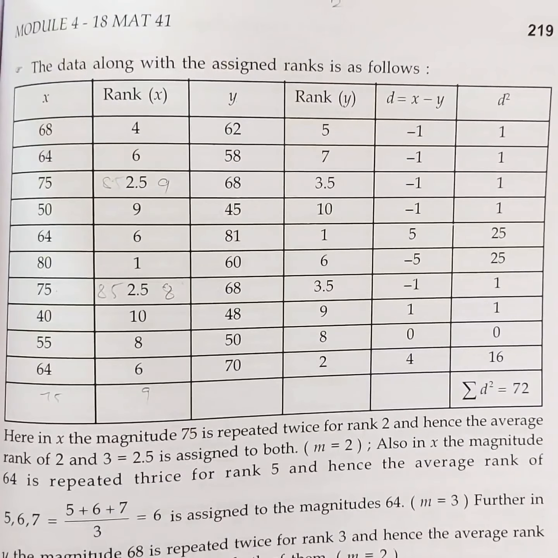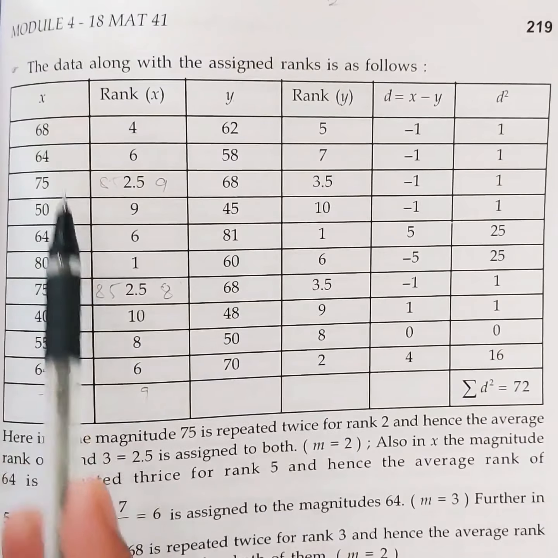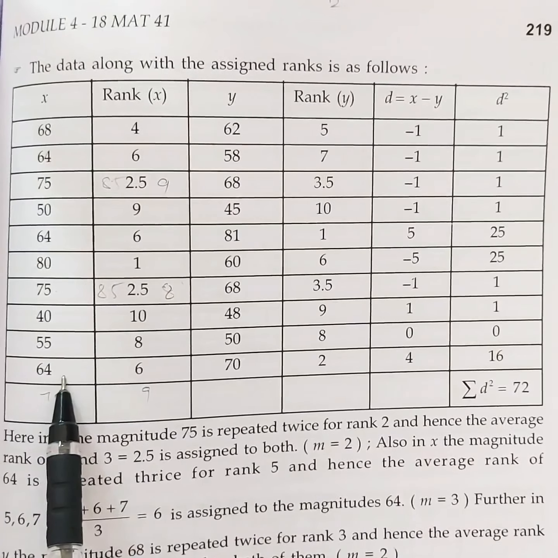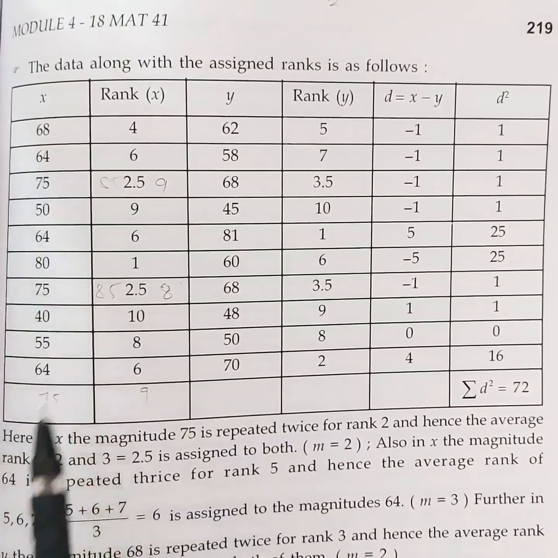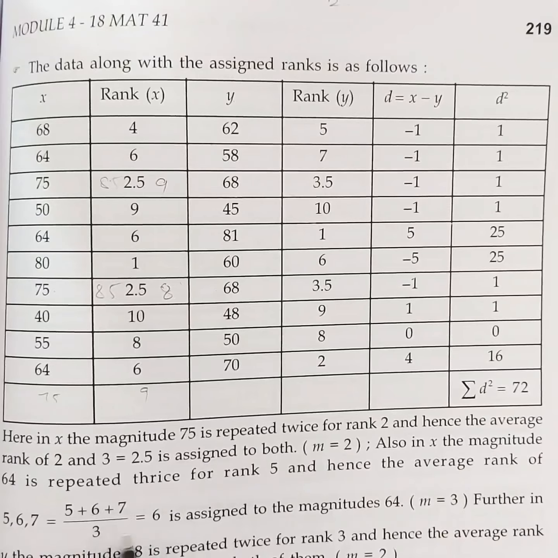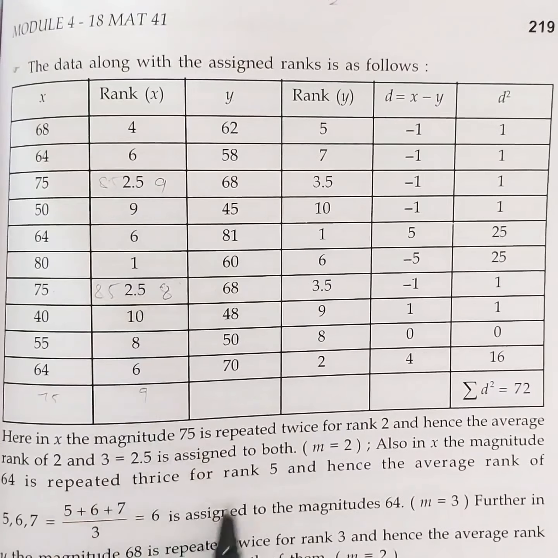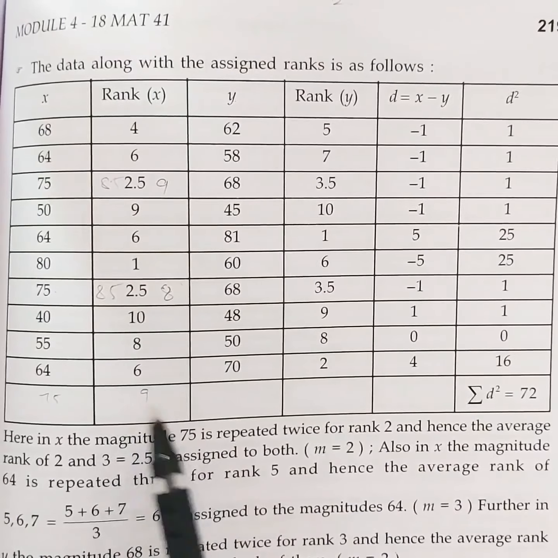Now you may have some confusion because the fifth mark is repeating 3 times. 64 here, again 64 here, again 64 here. So what rank are you going to give? 5th place, 6th place, 7th place. 5 plus 6 plus 7 by 3, that is 6. So I am going to assign 6 to all these. This is how we assign rank if ranks are repeated.